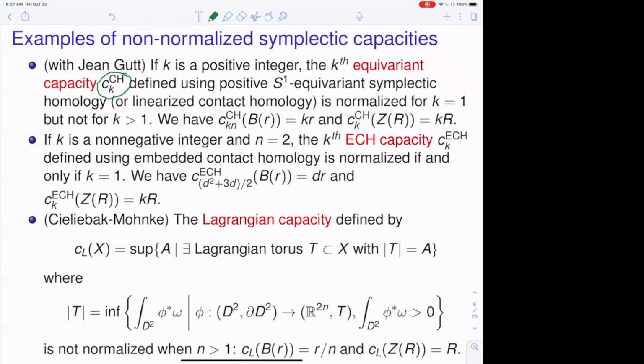But for the purpose of writing rigorous proofs, it's a little better to use the positive S^1-equivariant symplectic homology. So there's one of these for every positive integer k, and informally, this is the minimum symplectic action you need to represent the kth generator of contact homology. So this is useful for some symplectic embedding problems, but in general, it's not normalized. So the kth capacity of a ball of size r is the kth term of the sequence r, 2r, 2r, 3r, 3r, 3r, and so on. You repeat each multiple of r n times. The kth capacity of the cylinder is just k times r.